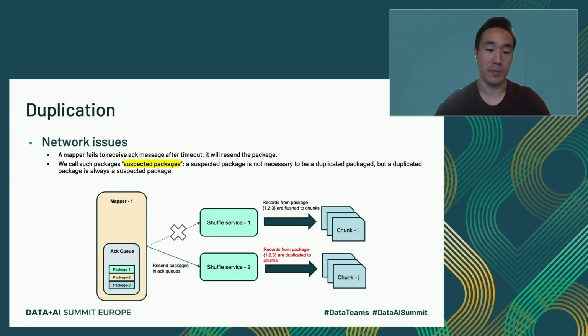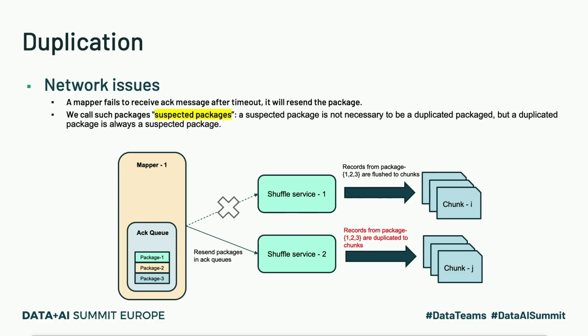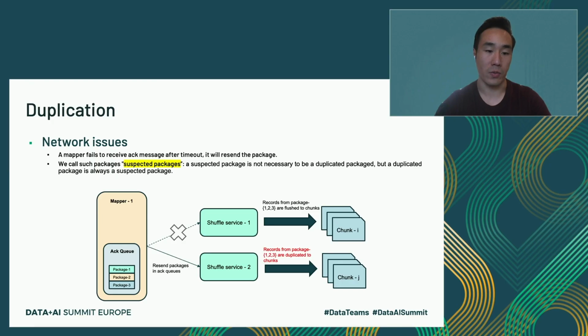The second cause is network issues, where a mapper fails to receive ACK messages from a shuffle instance after timeout. Thus, the mapper has to resend all packages waiting for ACK messages. And all records within those packages are likely to be duplicated in files since they are sent twice. We call such packages suspected packages, observed from the mapper's perspective as packages likely to be duplicated. Note that a suspected package is not necessarily a duplicate package, but a duplicate package is always a suspected package.